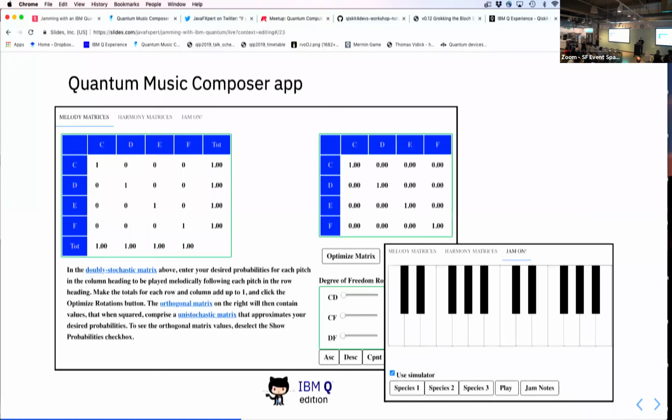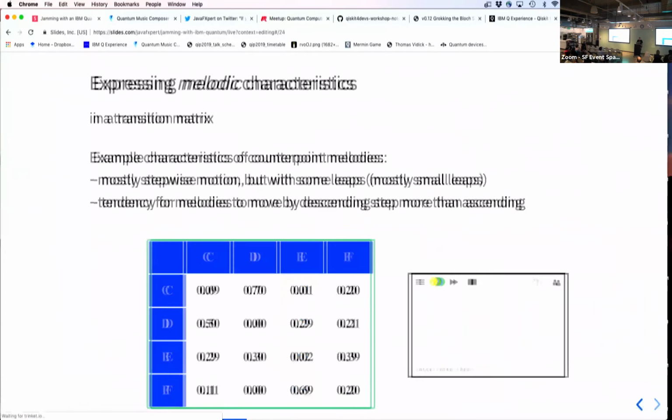The key part of the quantum music composer app that I'm going to show you is this transition matrix. It is responsible for holding the transition probabilities, both melodically and harmonically, and I'll explain that in a second. At the bottom, you see that it's an open source project. I've got it out on GitHub under an Apache 2 license. You can go play with it, download it, and do what I'm doing here.